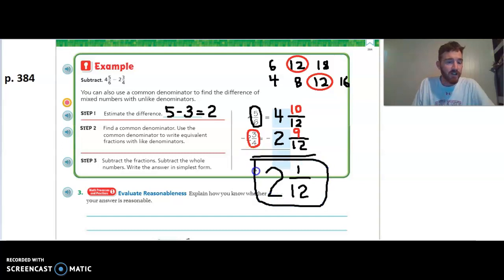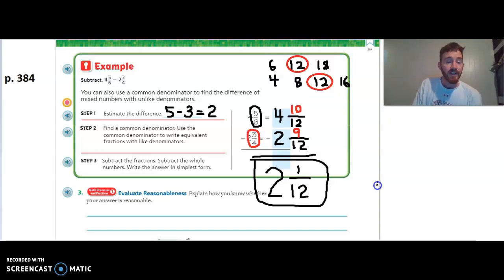So again, the big thing there is, of course, remember to pay attention to whether you're subtracting or adding. In this case, we're finding the difference by subtraction. Okay, so we get 2 and 1 twelfth. Not too bad, right? So far, we haven't had to put anything in simplest form because we're already in simplest form as it is. But always check for that at the end.